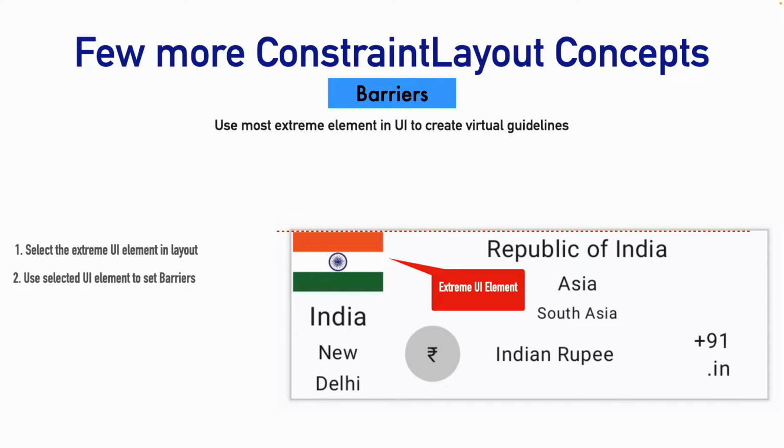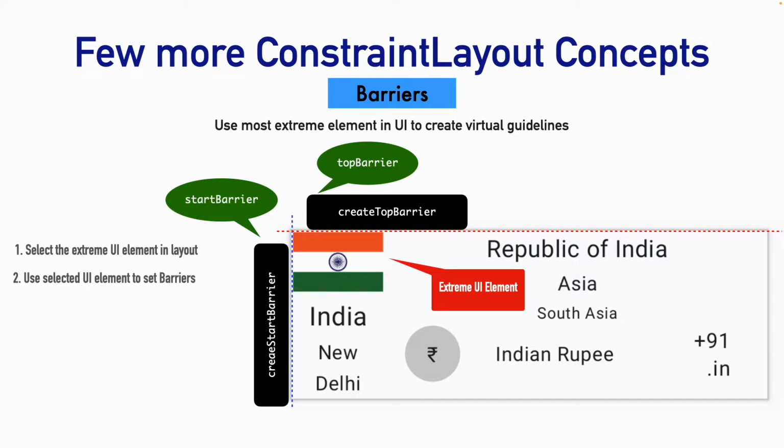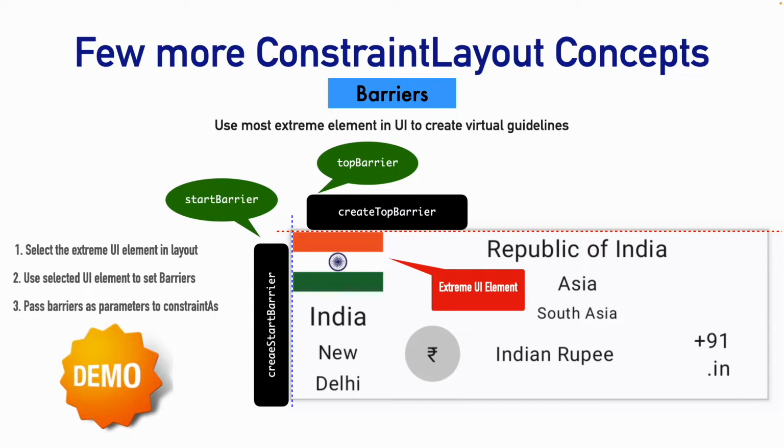For example, the flag's top will be the starting barrier, the top barrier, and the extreme left edge of the flag would be another barrier. And once again, here also we create barriers using functions like createTopBarrier, and that will give a reference to the top barrier, and createStartBarrier will give us a reference to the start barrier. And once we have these reference variables as barriers, that is start barrier and top barrier, we can pass them as the parameter to the constraint to set the layout with this barrier as the reference point. Once again, let's get into a demo to understand this.